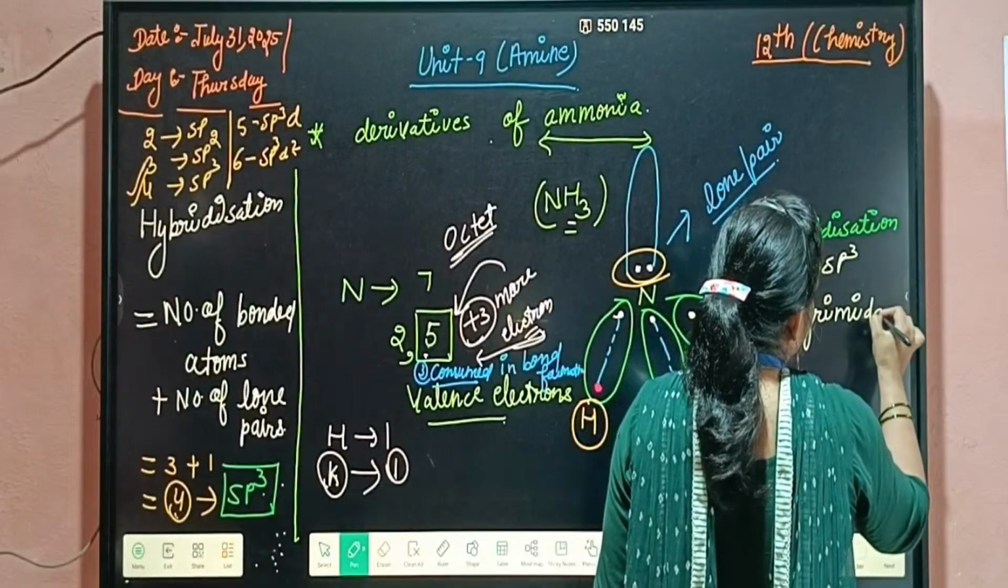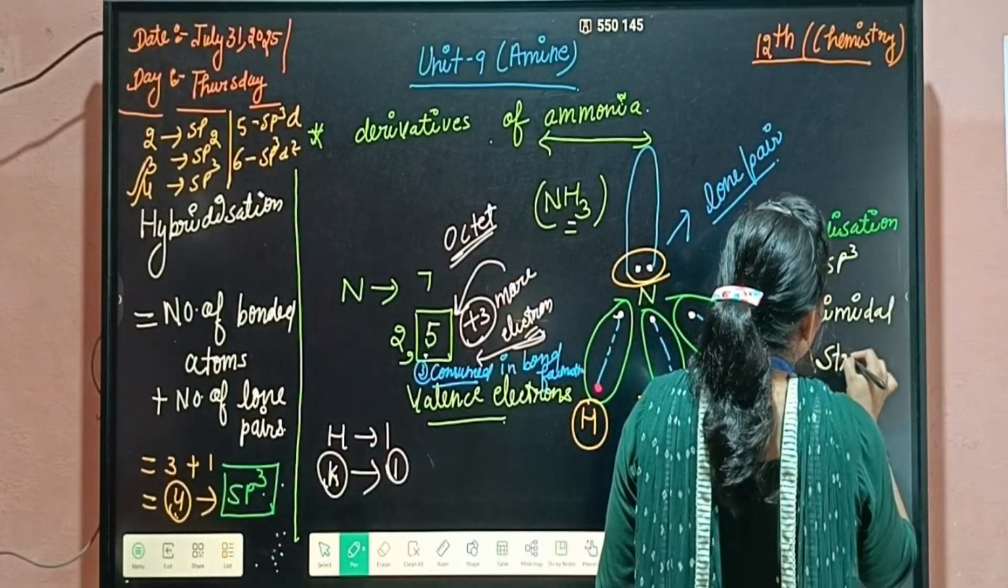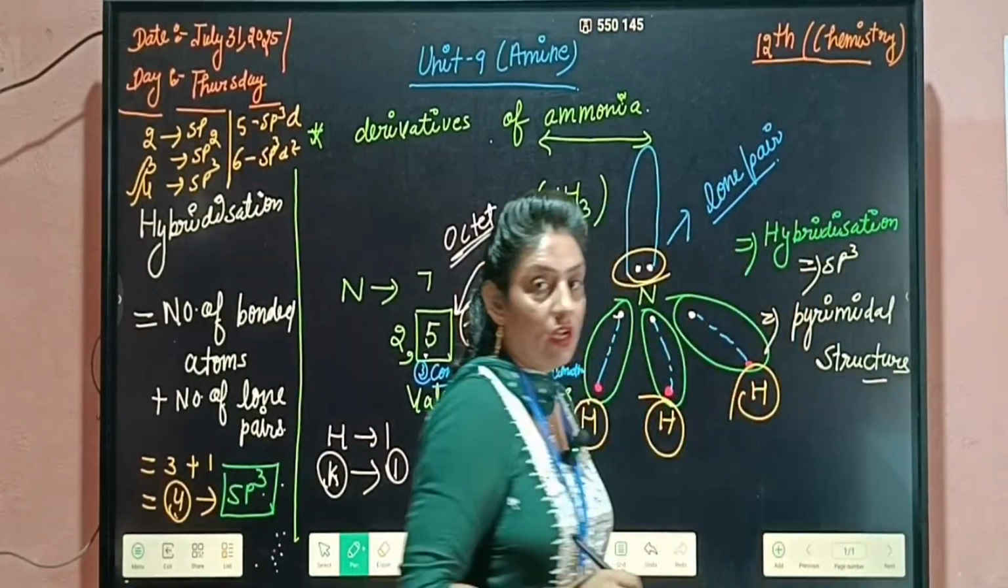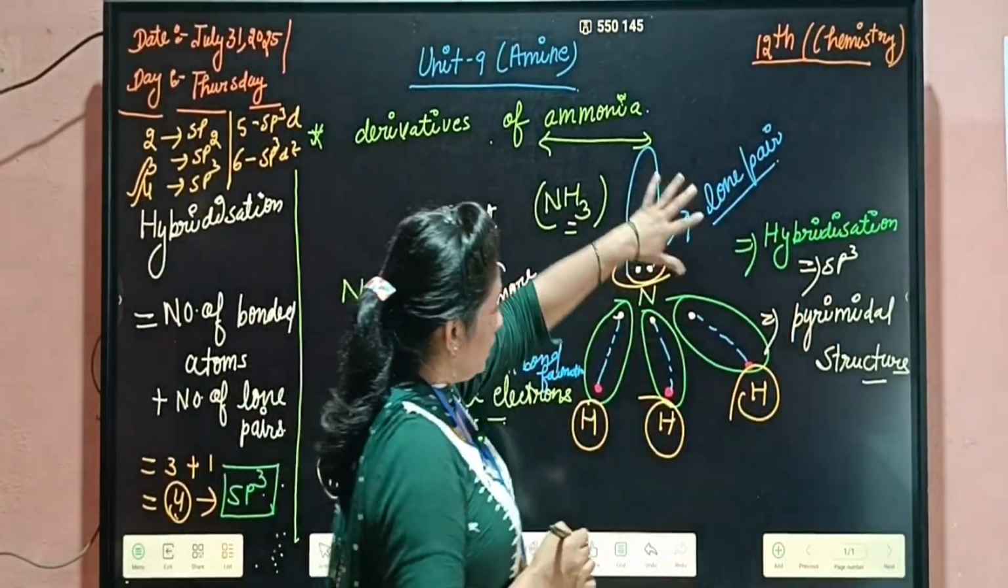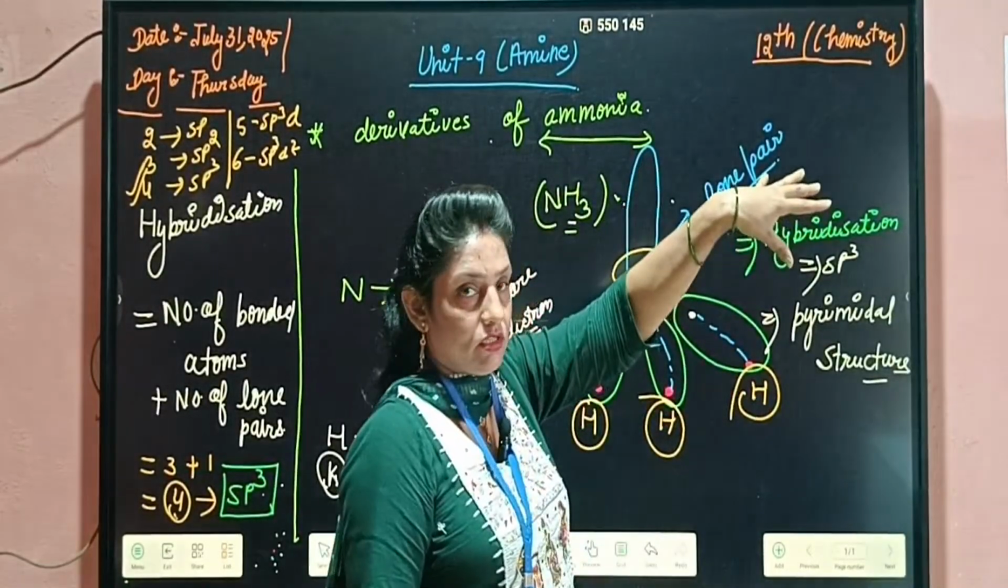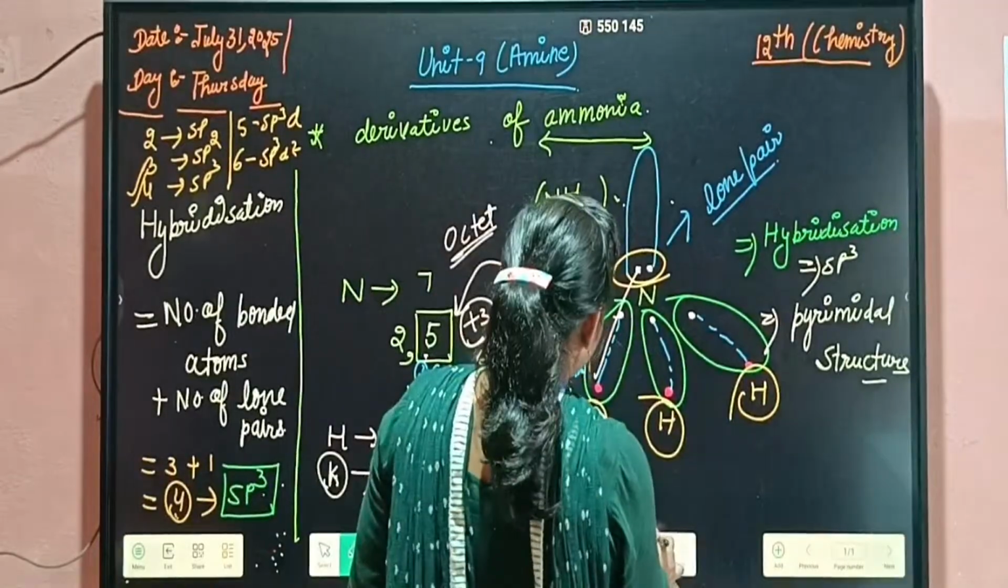Pyramidal structure. Why? Because one lone pair is here. Clear or not? So that's why this one structure, this one only. This is the pyramidal structure. Okay.